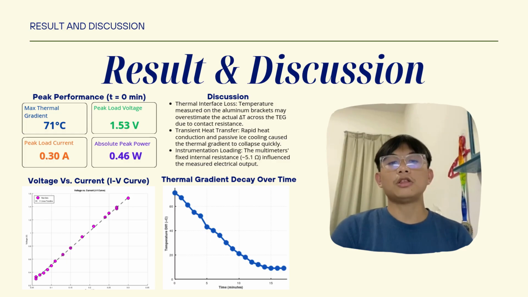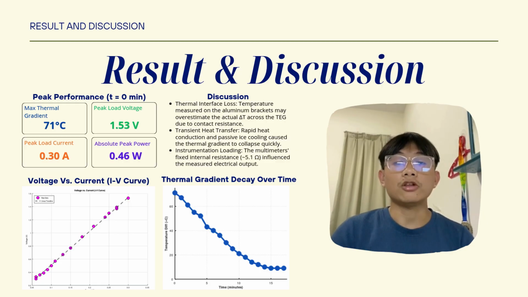Over the next 17 minutes, the temperature difference gradually decreased because heat conducted through the bismuth telluride module, while the ice cooled reservoir warmed up. As a result, the thermal gradient fell from 71 degrees Celsius to 9 degrees Celsius, causing the output voltage and current to decrease to 0.3 volts and 0.0 amps. This clearly demonstrates that thermoelectric performance strongly depends on maintaining a large temperature difference.